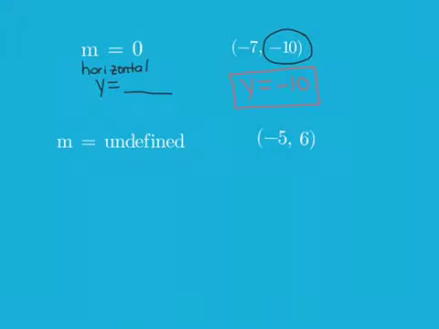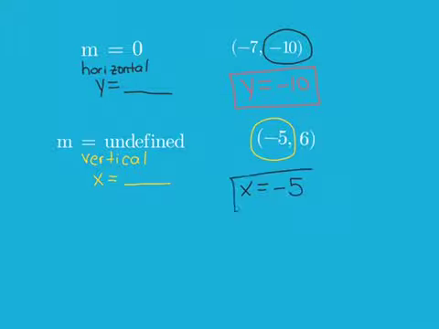So now let's say that we were asked to find the equation of a line that has an undefined slope but goes through the point (-5, 6). So remember, if it has an undefined slope, it is a vertical line. And vertical lines always have the equation x is equal to something. So we just need to look at our point over here and look at the x value, because we know it has to go through an x value of -5. So our equation is just x = -5.